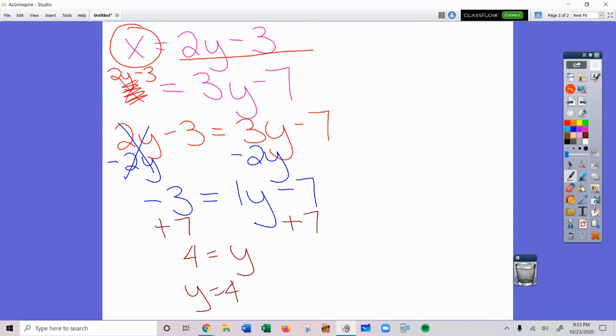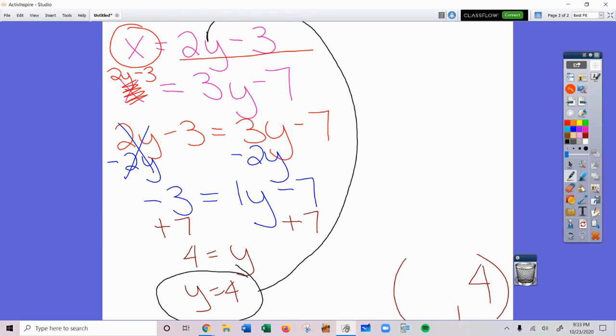However, remember a system has an x and a y solution. So we know that our y value in the coordinate, the ordered pair, our y coordinate is 4, but we still need to find the x coordinate. So what we're going to do to find that x coordinate is take this y value and plug it in back up here where we underlined. Now, truly, you can plug it into either of the original equations. It's just going to be less work to plug it in where we underlined.